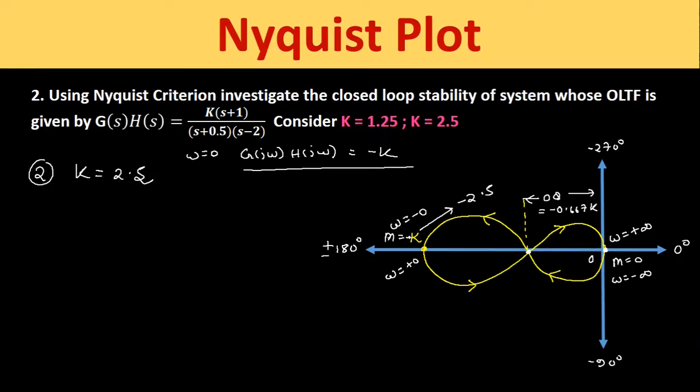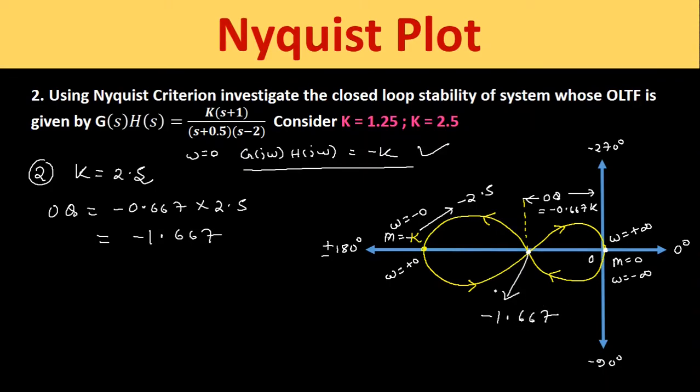This is only the magnitude, but this value we have to find out for plotting. So now we have to find out the corresponding value of OQ, which is equal to minus of 0.667 into 2.5. So when we multiply this, we will get OQ is equal to minus of 1.667. So the intersection point here is minus of 1.667. So since it is greater than the critical point value, our critical point will lie between the origin and this point of intersection somewhere here, minus 1 plus j0.